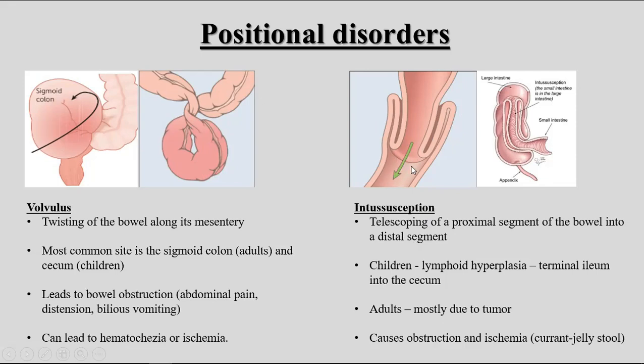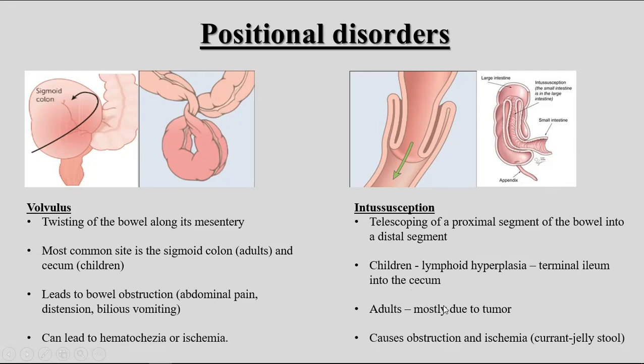In children, it's very commonly seen in the cecum or in the terminal ileum region, which is mainly because of some kind of lymphoid hyperplasia. In children, there's a very high abundance of Peyer's patches, and these Peyer's patches can cause lymphoid hyperplasia. So the terminal ileum actually gets telescoped into the cecum, which is what you can see here. This is the small intestine, this is the ileocecal valve where it's supposed to be normally, but it's gotten telescoped up over here.